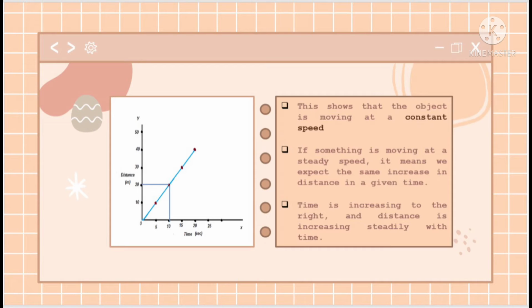In this diagonal line, this shows that the object is moving at a constant speed. If something is moving at a steady speed, it means we expect the same increase in distance in a given time. Time is increasing to the right and distance is increasing steadily with time.